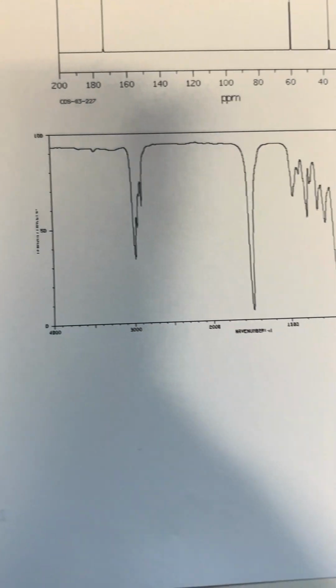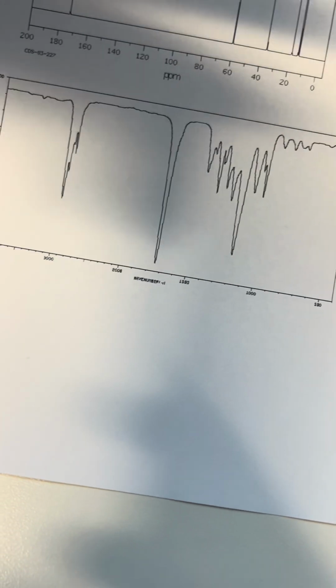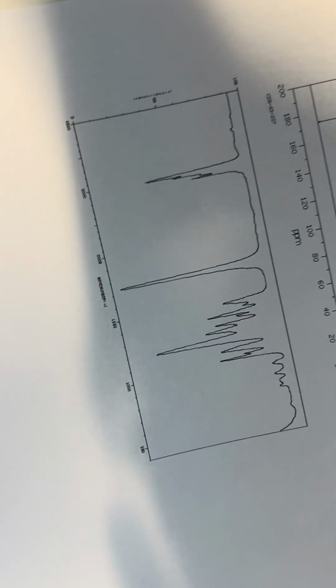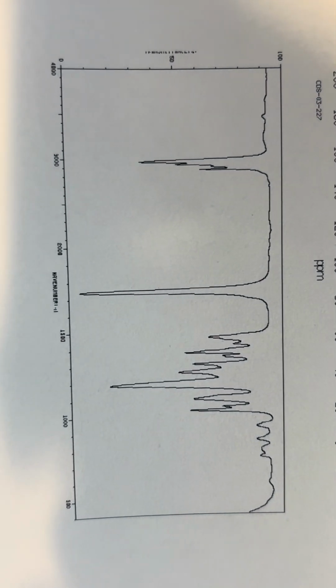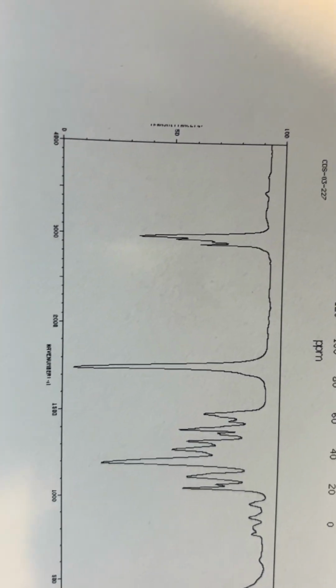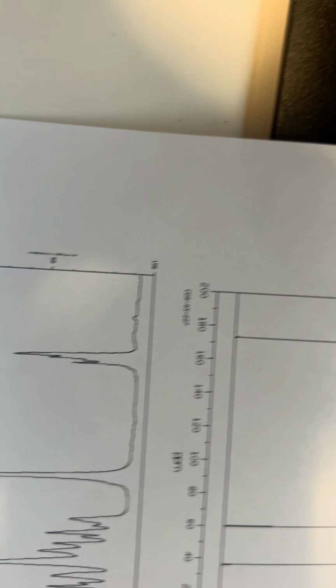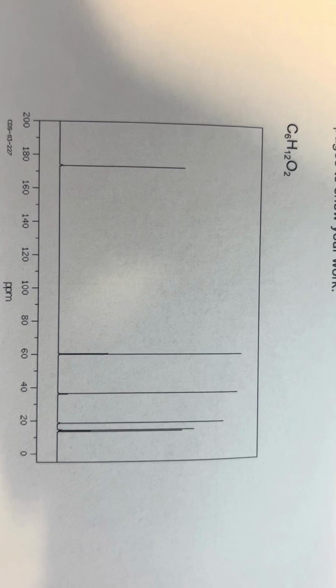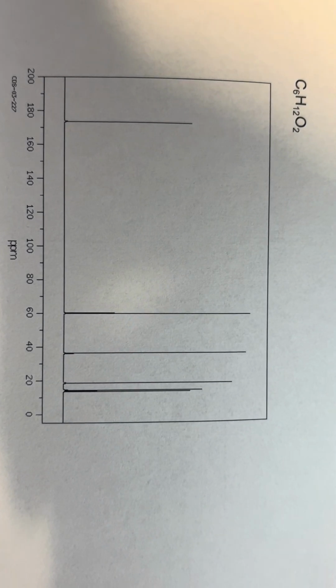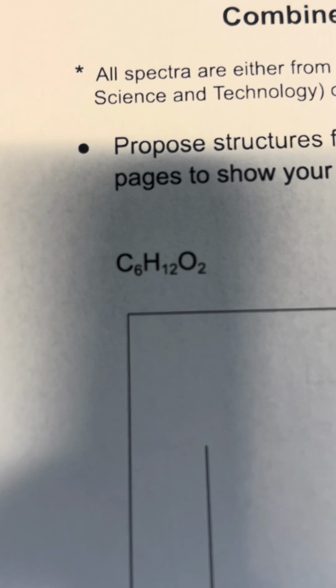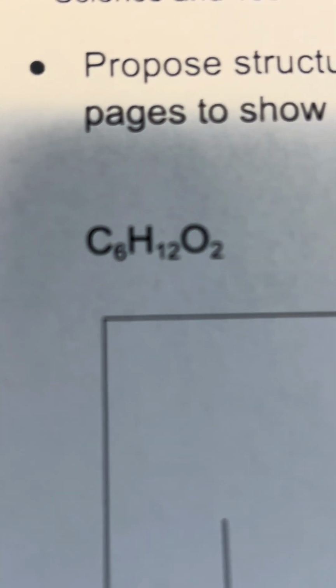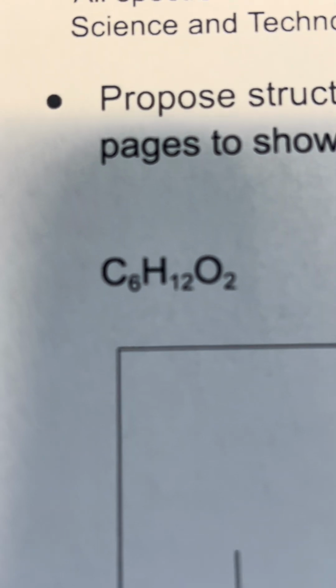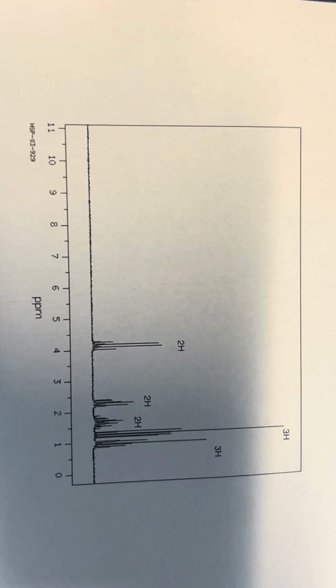So here we have the IR spectra. Let me try to get the whole thing in one frame. And then up here we have the 13C spectra, as well as our compound right there. And then lastly we have the 1H spectra.